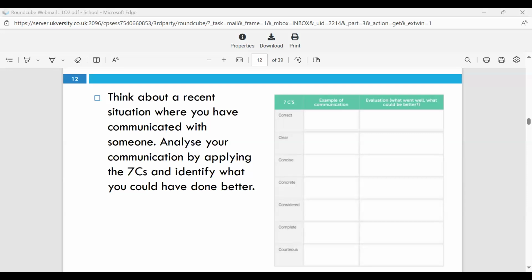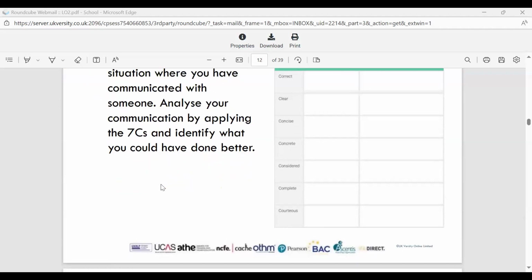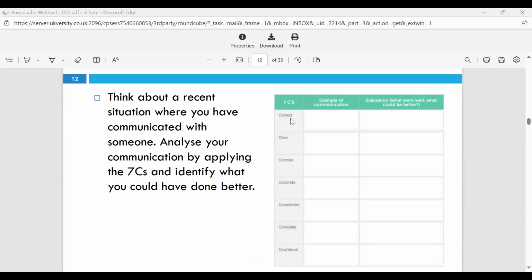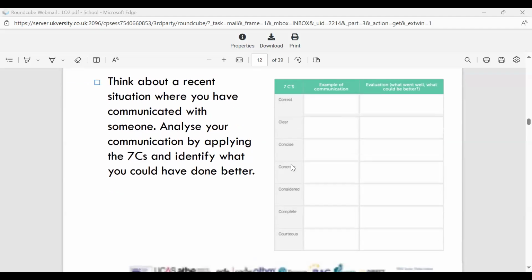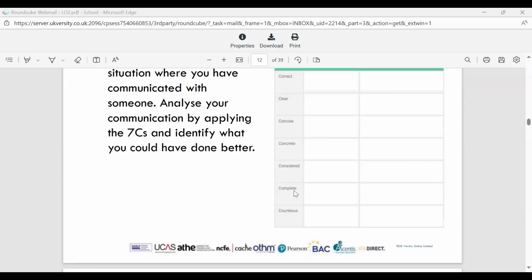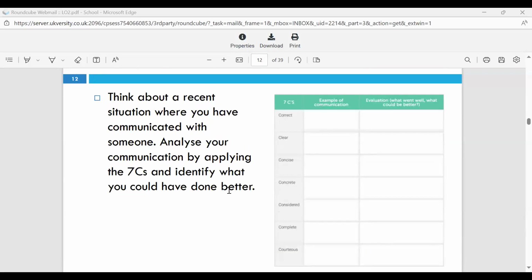Okay, so all of you, think about a situation where you've communicated with someone. Analyze your communication by applying the 7 C's, and the 7 C's are correct, clear, concise, concrete, considered, complete, and courteous. Okay, has anyone struggled, or had a situation where you've communicated with someone and whether the communication was effective or not, whether they understood your communication? So you would use this kind of element of it.